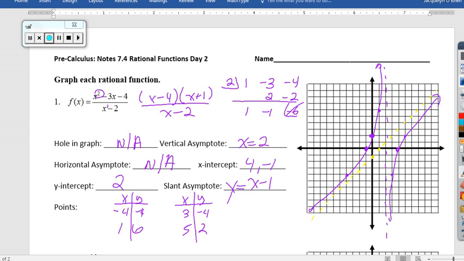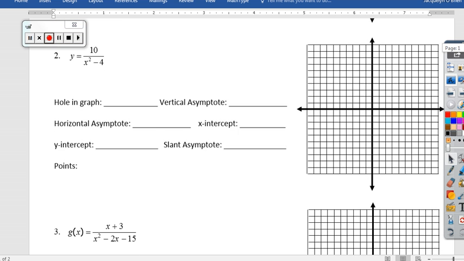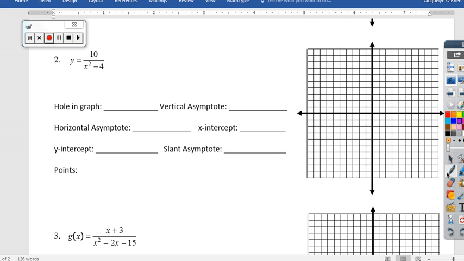All right, so moving on to example number 2. I'm scooting the paper down here a little bit. First thing I notice is that I have a constant in the numerator, so I'm guaranteed that my exponent in the denominator is bigger. So therefore, we're definitely going to have a horizontal asymptote for this one. No factoring to be done in the numerator. It is a difference of two perfect squares in the denominator. Since nothing is canceling, we have no hole in the graph.